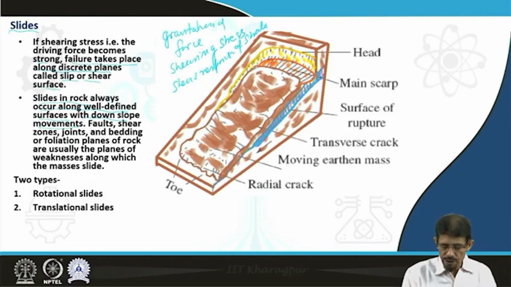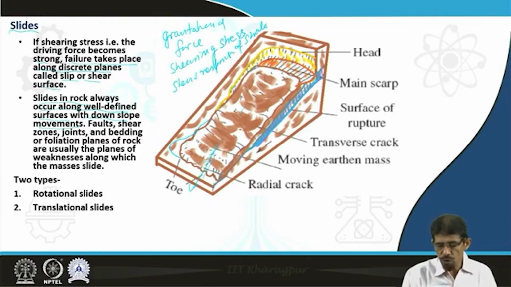So gravitational force is going to pull this mass and drag it downwards and outwards. You can see downward and outward. The movement may be rotational, may be translational. If it is rotational, then we recognize it as rotational slide. If translational, then we recognize it as translational slide.